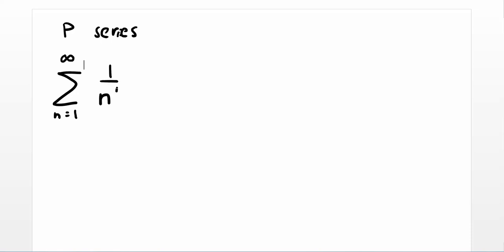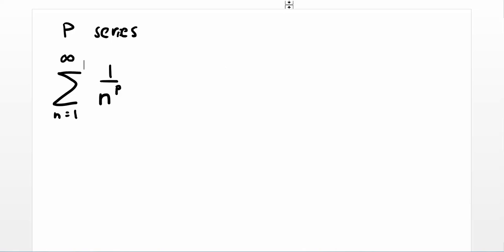Okay, let's look at one of the easier series now, the P series. We like this series because it's very easy to tell if it converges or diverges right away. So a P series typically has the form 1 over n to the p.